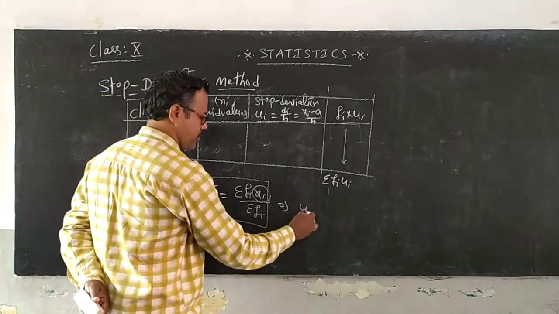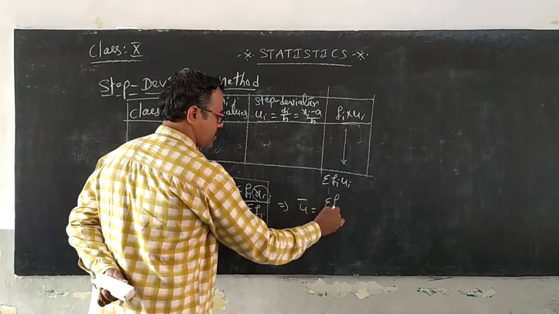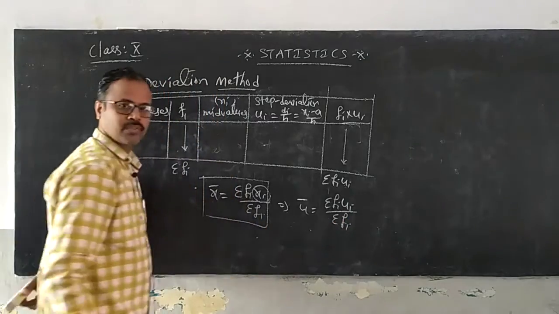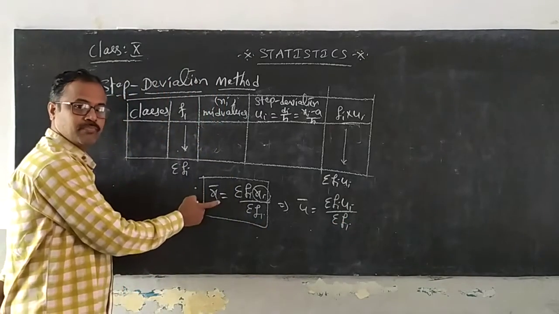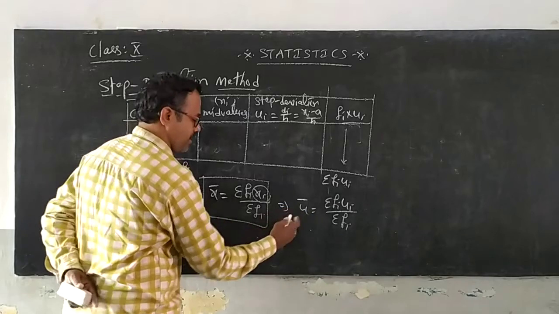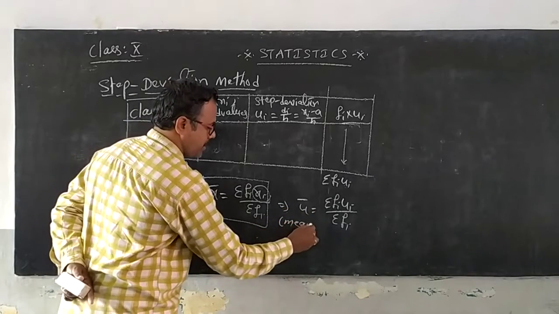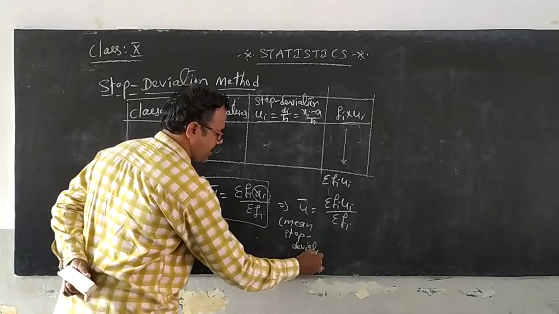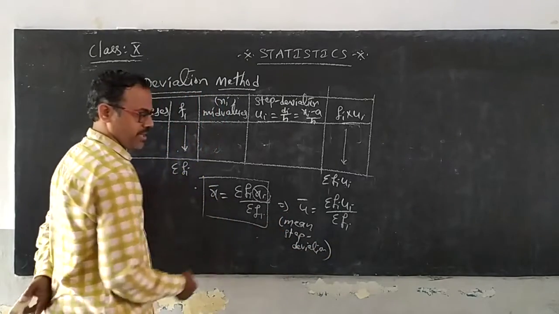Very good, Nana, very good. U bar is equal to sigma fi ui by sigma fi. What does this mean? This is mean of observations. And what is this one? Mean step deviation. Okay, Nana? Mean step deviation.